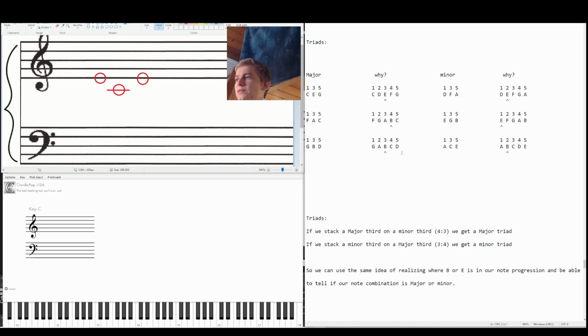Okay, so our next minor triad is E, G, B. We know E, G, B is a minor triad because E is missing a sharp. And in that first section, it goes E to G, which is E, F, G.